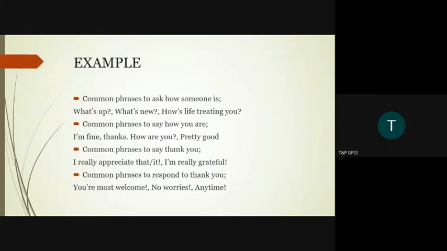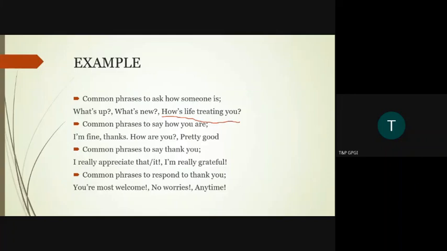How's everything? Then the next one is how are things? That is very casual and very vague in general, but you can use it, or you can say how's life? A slightly more formal one is how's life treating you? Over here I've written how's life treating you. You can ask this. It's a very common phrase to ask how someone is.